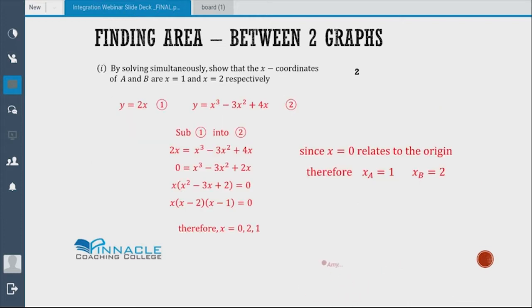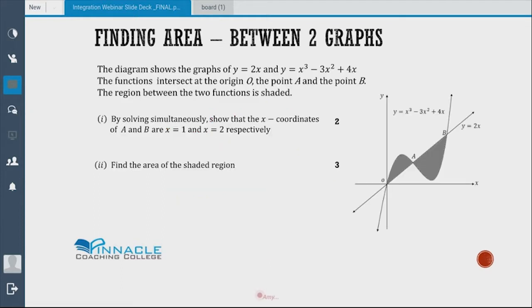Okay, so let's have a look. It should be pretty simple. So you sub y equals 2x into the cubic and then move everything to one side. X is a common factor. Take it out, factorize it further, and that's it. So 0, 1, 2.